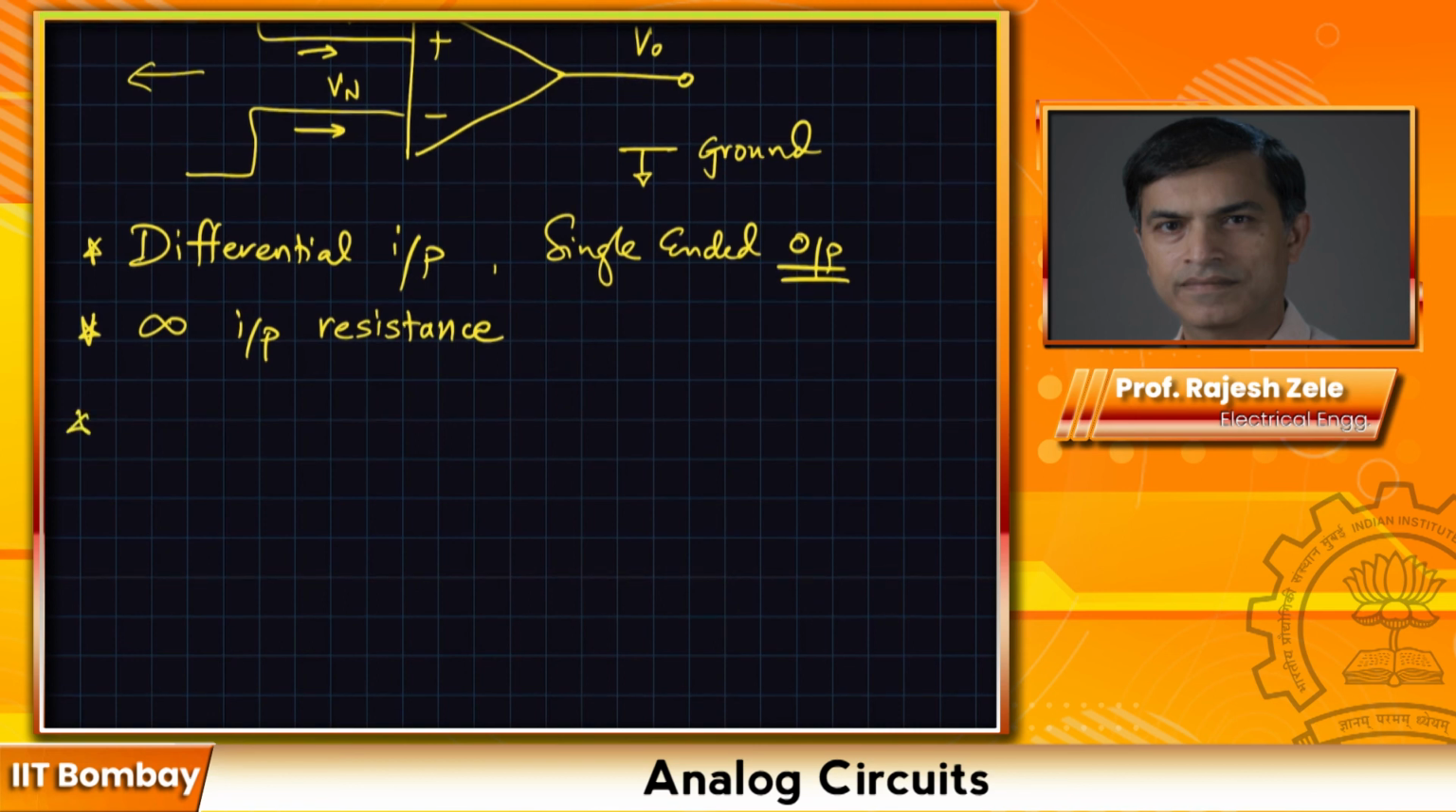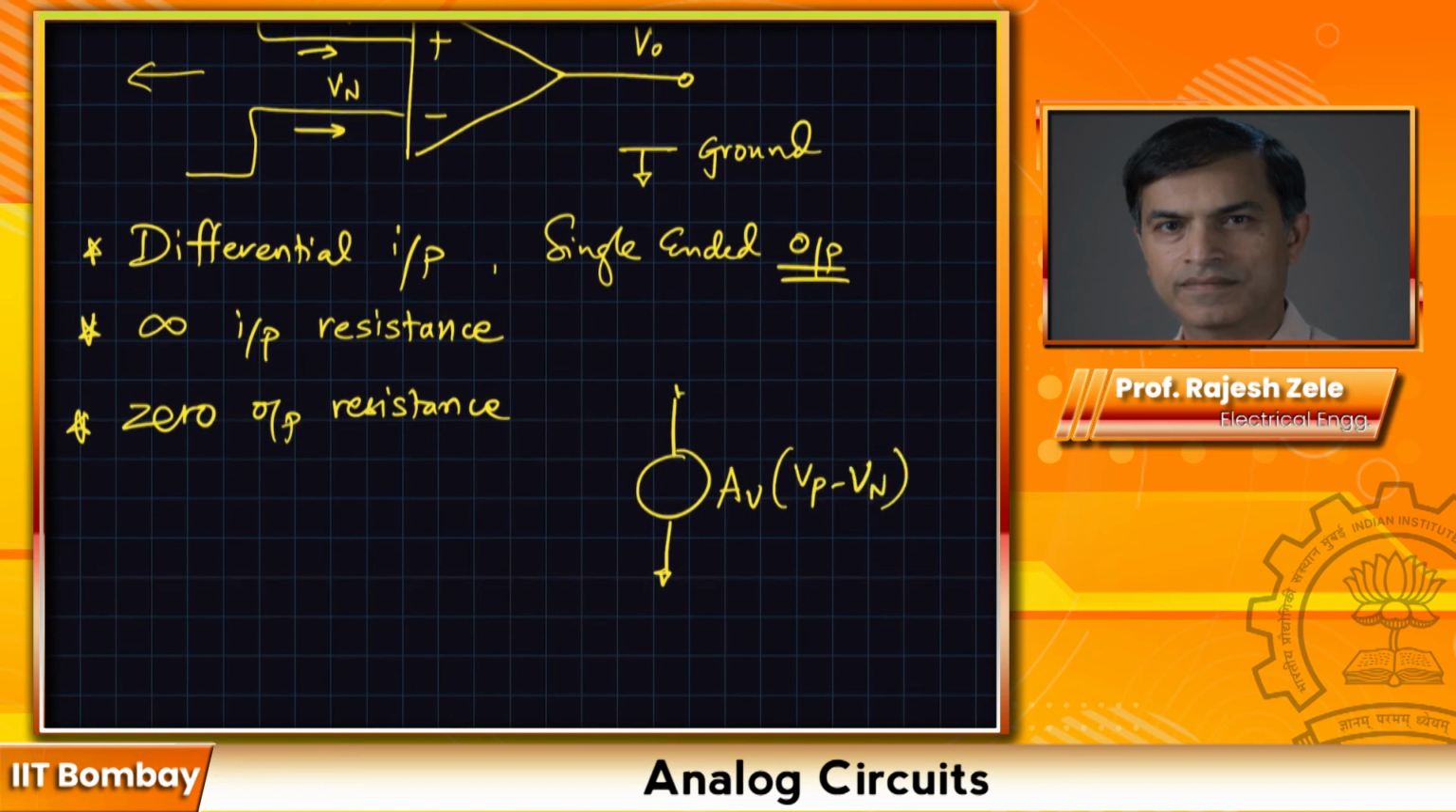All right. The other thing we want is zero output resistance. So what this means is when you have this particular output Av times (Vp minus Vn), and let's say there is some output resistance, R out, we want this output resistance to be zero. The reason for that is if I have some impedance connected over here, some resistance connected over here, we don't want this voltage divider effect. We want this entire Av (Vp minus Vn) to appear at the output, in the simplest terms.